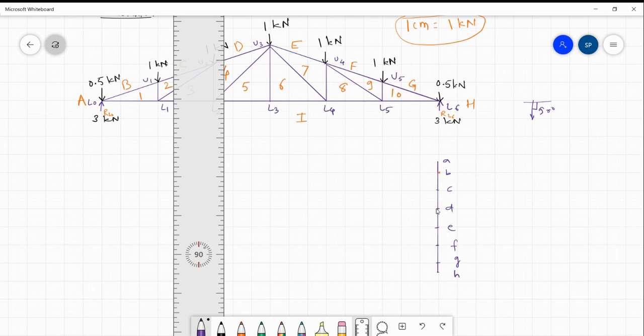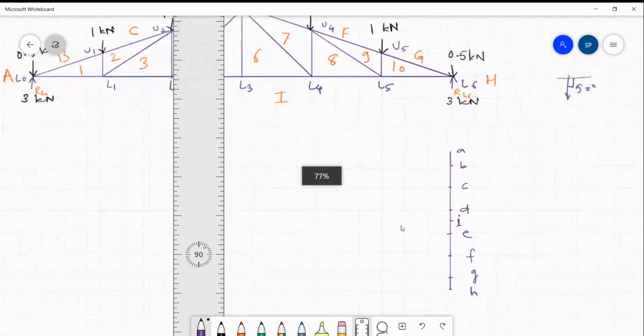Now what is its magnitude? 3 kilonewton means 3 centimeter. So H to G, it's half plus 1, G to F, it's 1, so 2.5. Somewhere at the mid of this, that is 0.5, that point I will be located.